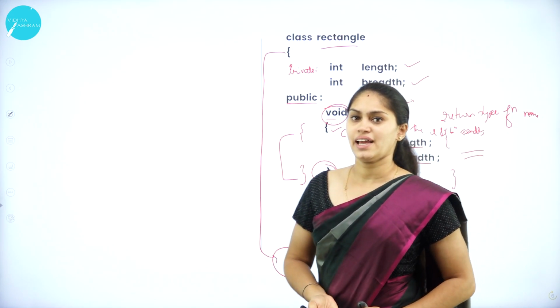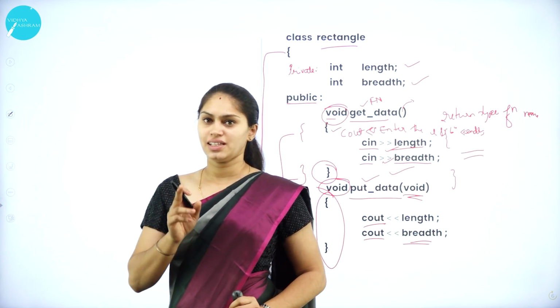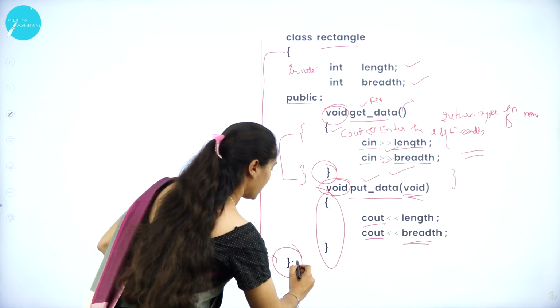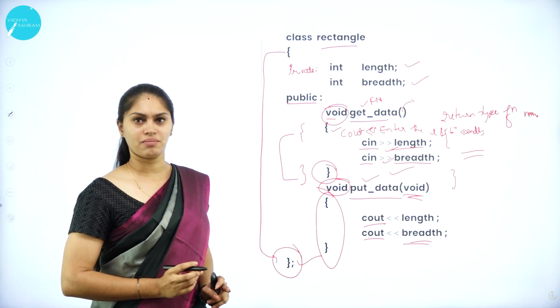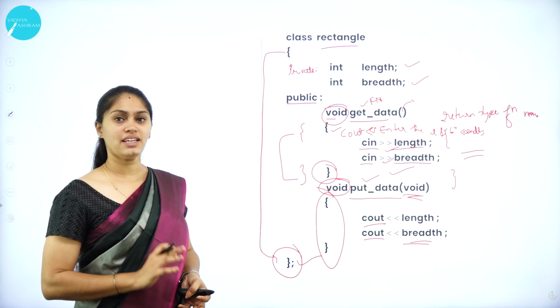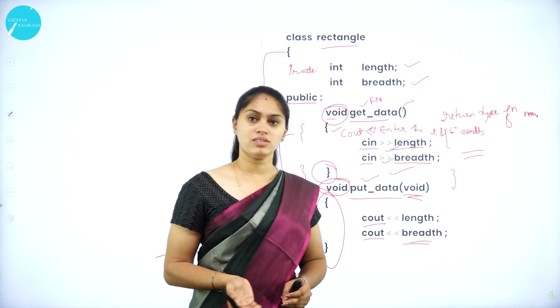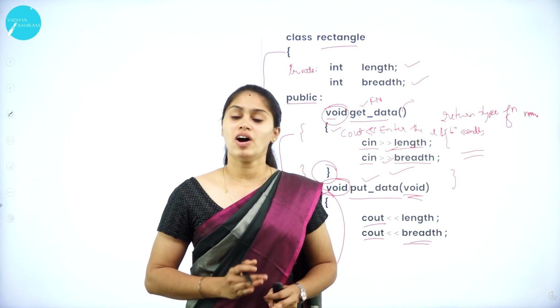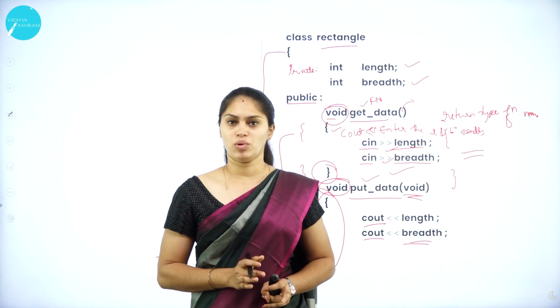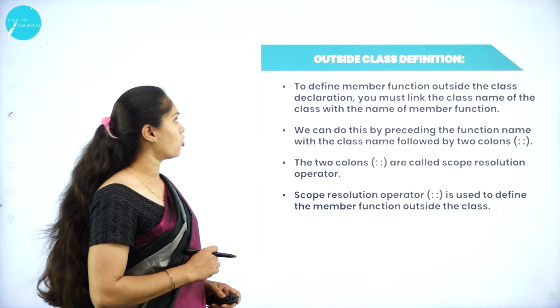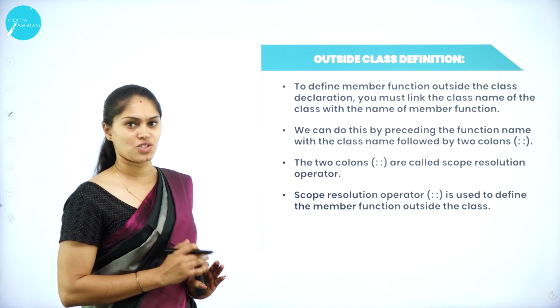So where I am declaring the member function, then within the class scope, that is inside the class definition. Okay, it is regarding inside the class definition. But what if I want to have a complex member function or a lengthy member function in my program? At that time, I need to go with outside the class definition.